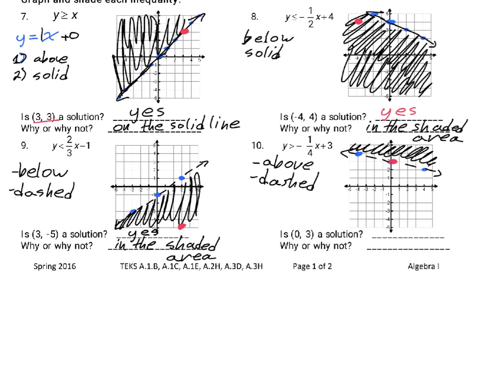Okay. Well, first, is it in the shaded area? No. Is it on the solid line? No, it's on a dashed line. Okay, and then does it make the inequality true? Well, if we really wanted to check that one, I'll just go ahead and do that because it's a nice thing to check anyways.